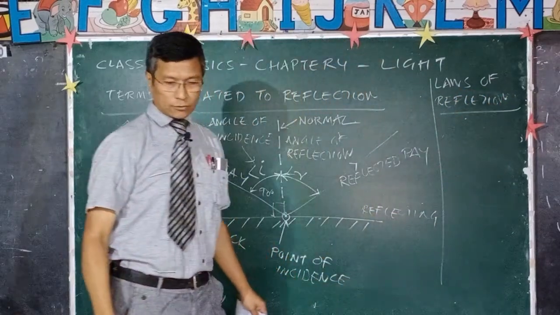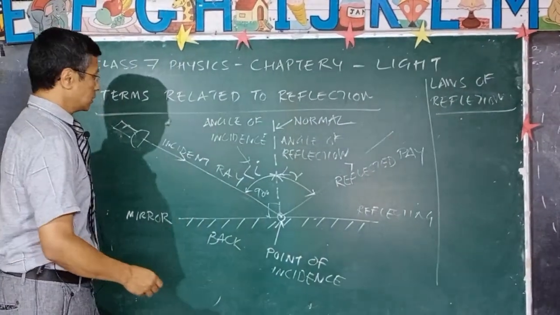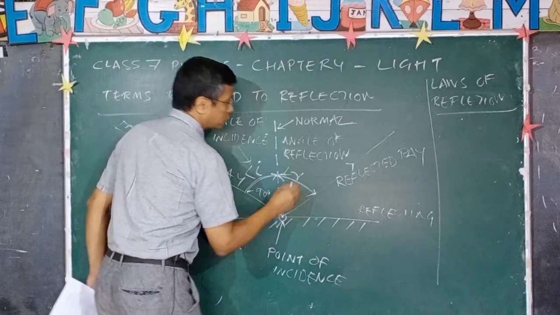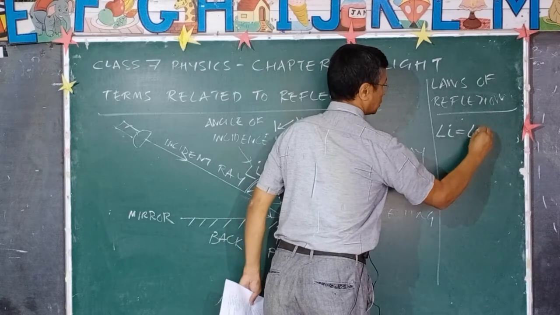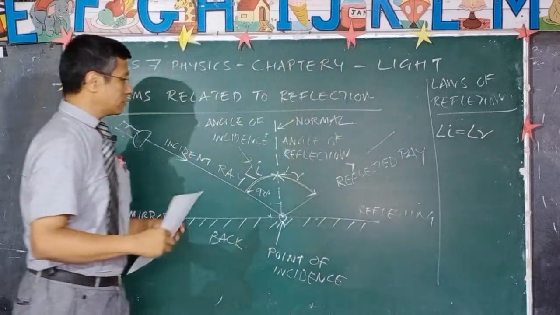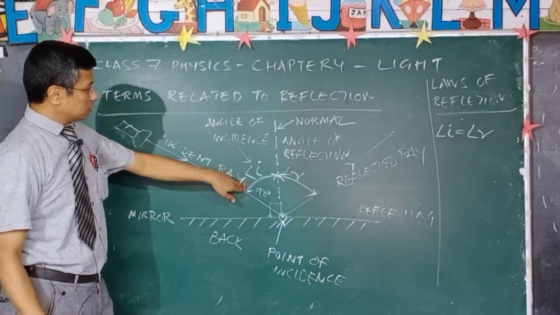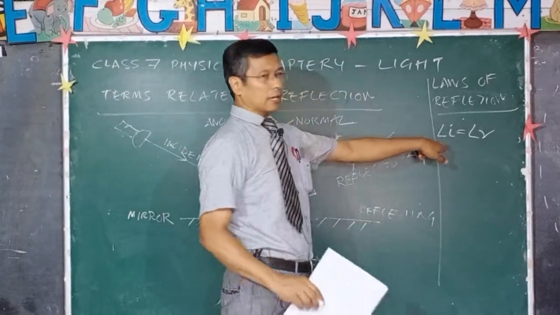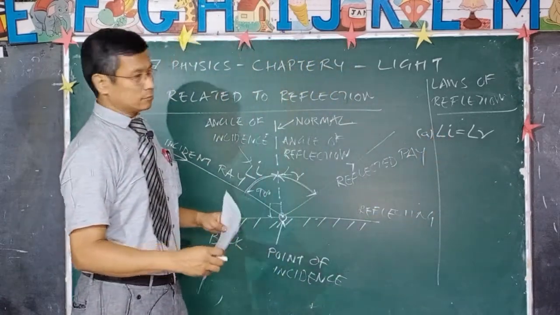There are two laws of reflection, and the first law states that the angle of incidence is equal to the angle of reflection. That means I can write this as angle I equals angle R. For a regular reflection, the angle of incidence equals the angle of reflection, which we will represent like this: angle I equals angle R, and that is the first law of reflection.